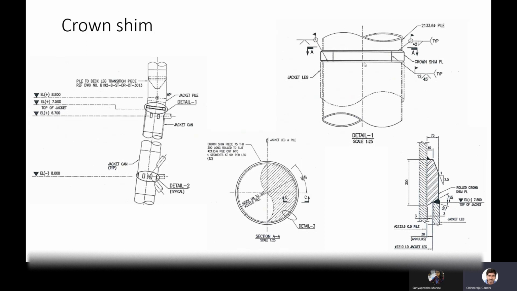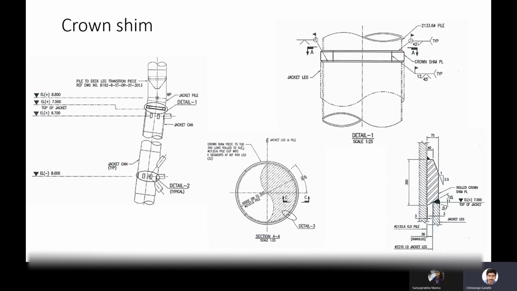This is a full pen weld. They will weld over at the top and bottom, so that there will be a positive connection at the four leg. If it is four leg, then four legs will be provided. If you see the cross section of this one, this is the section AA, and this is the point.